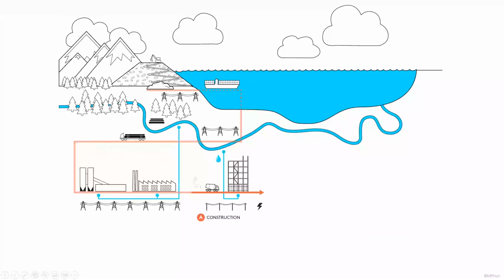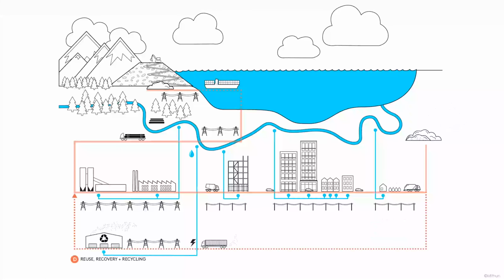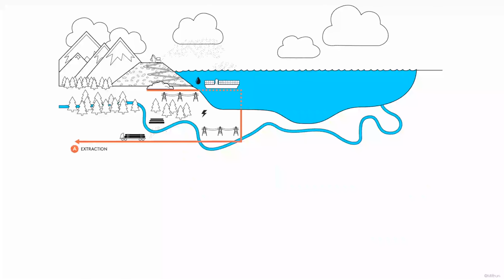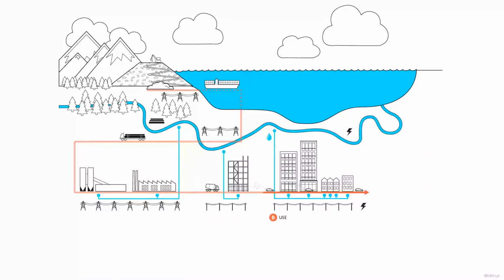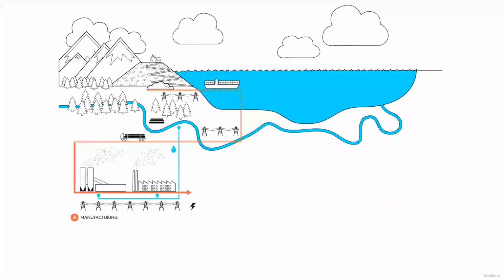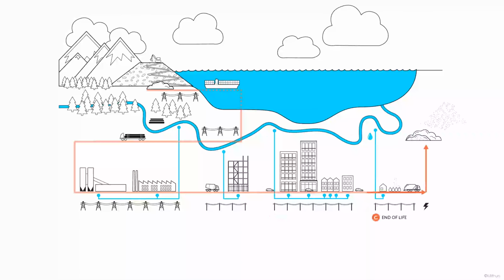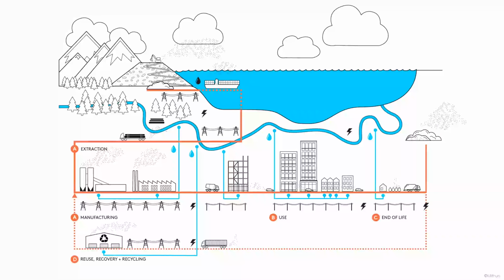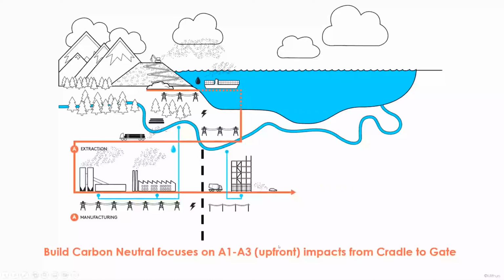So speaking of EPDs, they typically include all of these steps. Here are little animations showing the full scope of an EPD. So we have these different material stages: stage A, stage B, stage C, stage D. Our build carbon neutral calculator, again, is focusing on this upfront A1 to A3 impacts, so from raw material extraction to material processing.